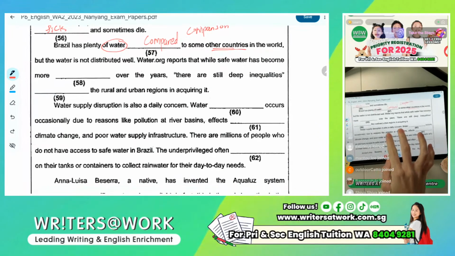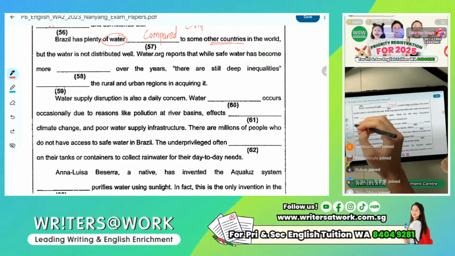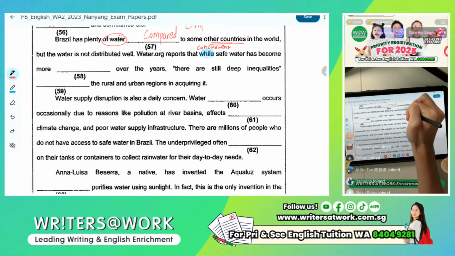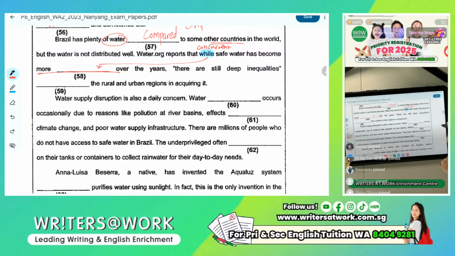Water.org reports that while safe water has become more dash over the years, there are still deep inequalities dash the rural and urban regions in acquiring it. So you can see, while shows concurrent activities. So what are the concurrent activities? Two things. People can go and obtain this water more easily. Then you can see there's still, so there's an emphasis on something that is contrasting. So over here, the contrast or the contrasting idea is inequality.